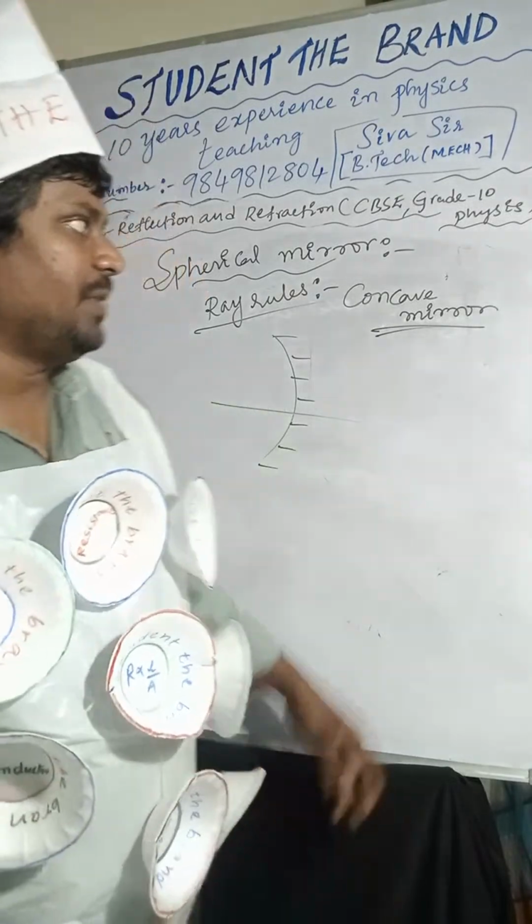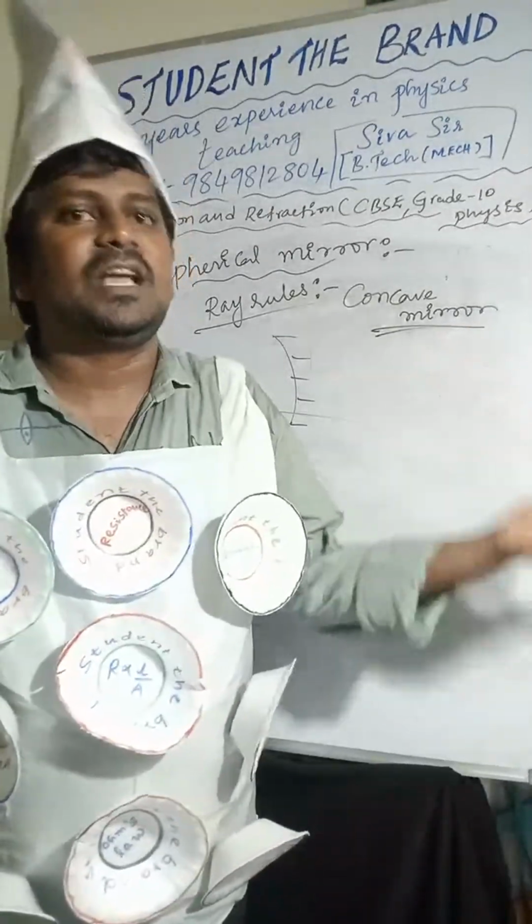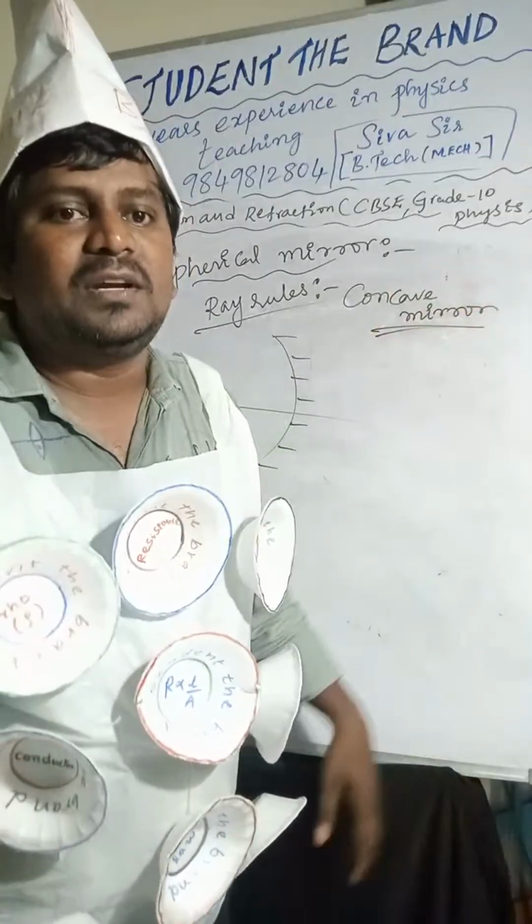It depends. P equal to 1 by F. And 1 by F you are taking as 1 by V plus 1 by U. That is the concept, definitely I'll explain.